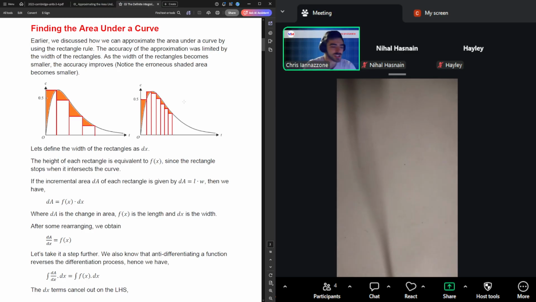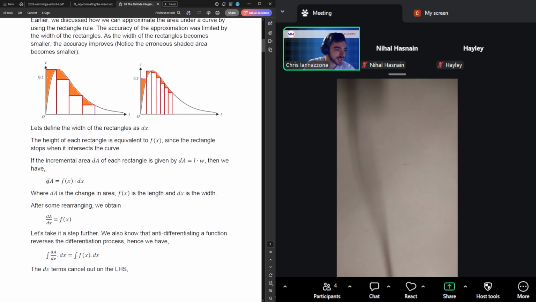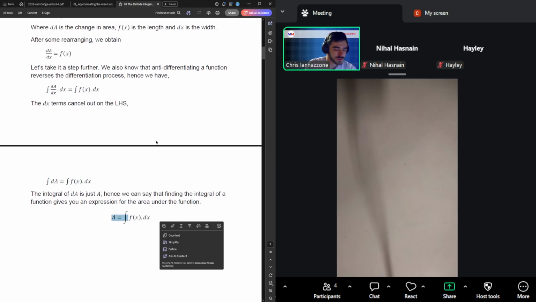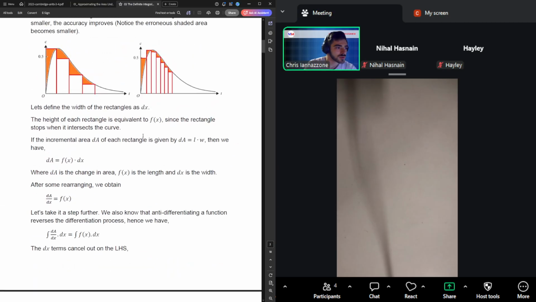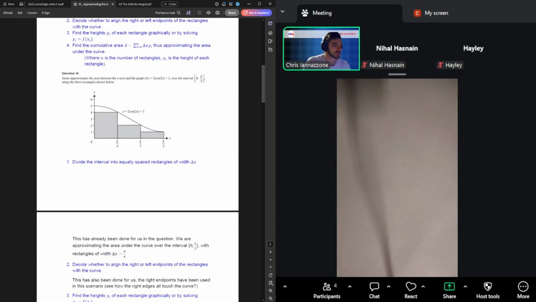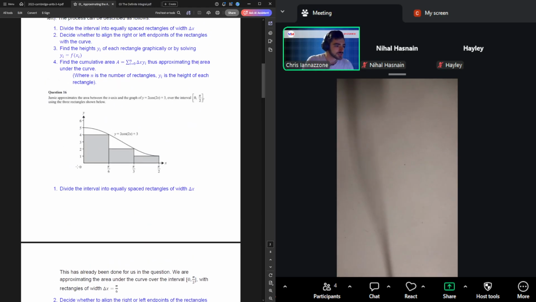And what integration will eventually show us is that if you make these rectangles infinitely small in width, then you can do a bit of math magic to do some antiderivative to get your area formula that is perfectly going to grab the area under the curve. But that's for a bit later. For now, we're just going to do some basic version. We're simply finding the area of each of these rectangles and then adding them up to approximate that area.